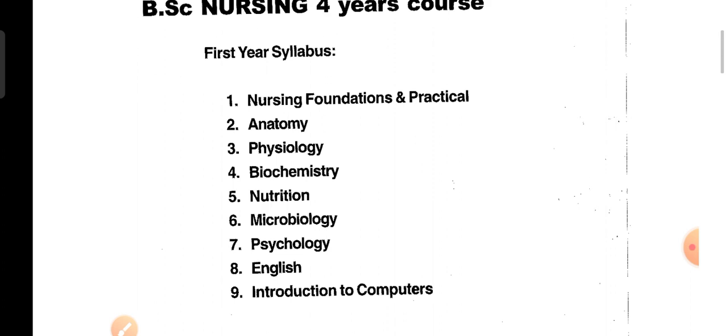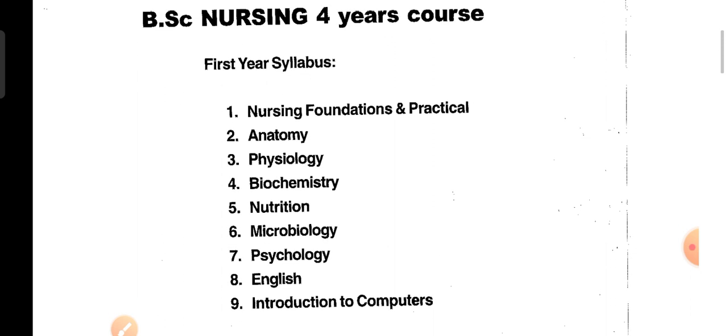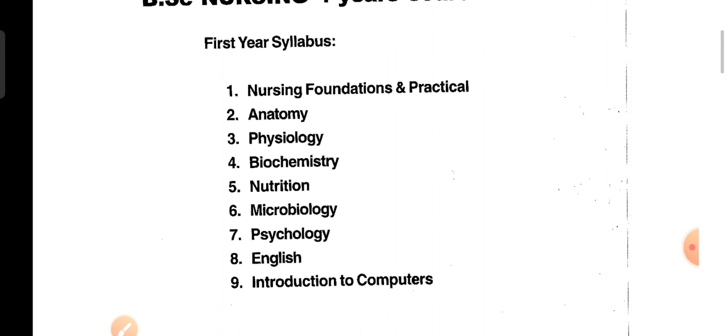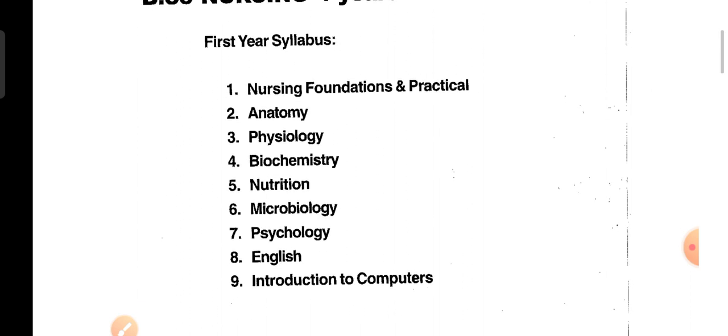Okay, so these are the subjects in first year BSc Nursing: foundation as well as practical. In first year only one practical will be there, that is the nursing foundation, and second one is anatomy, third one is physiology, fourth one is biochemistry, fifth one is nutrition, sixth microbiology, seventh psychology, and eighth one is English and introduction to computer.